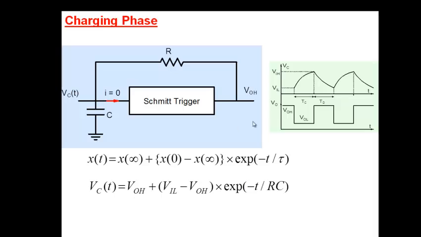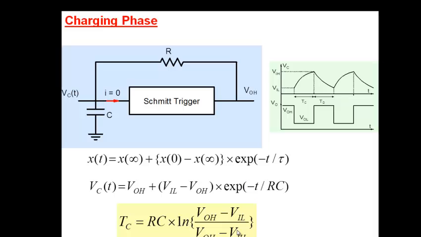Now, x0, starting value, as you can see here, is VIL. So we put VIL here. The final value, steady state value, is V0H. We put that here. And we put exponent minus t by tau, which is nothing but RC. So we put in here, and note that the charging will stop at VIH here. When the voltage reaches VIH here, so if I put VIH here, I'll get the charging time. Okay, so all you do is, for the capacitor voltage, you put VIH and solve, and you'll get the charging time, which is equal to RC, and depends on all these parameters.